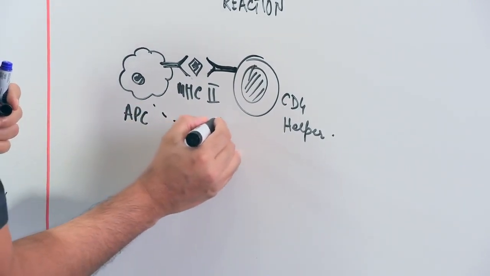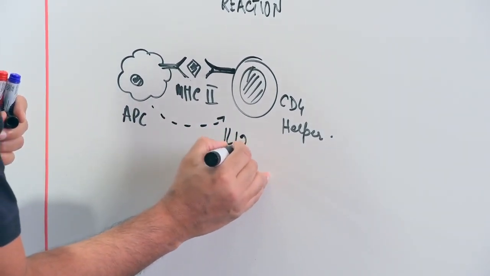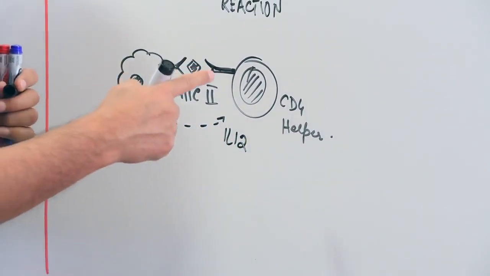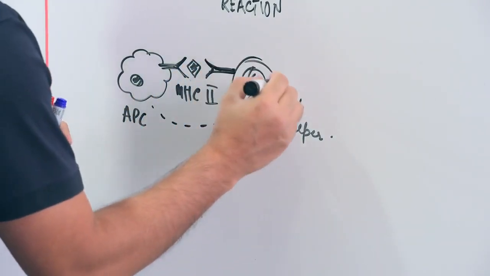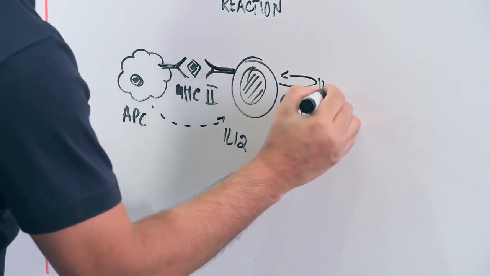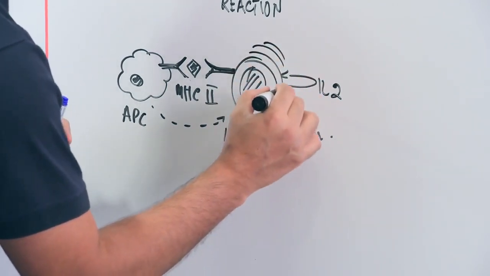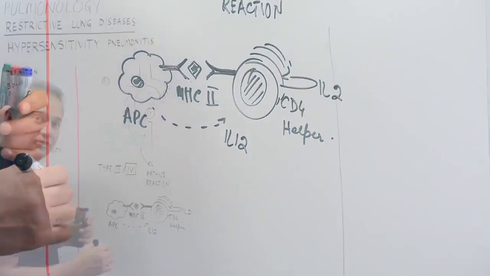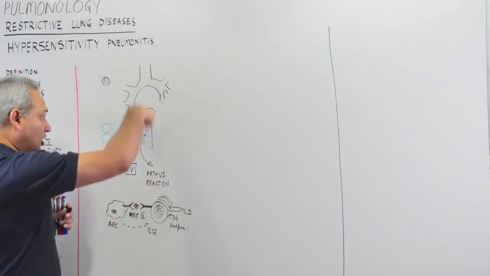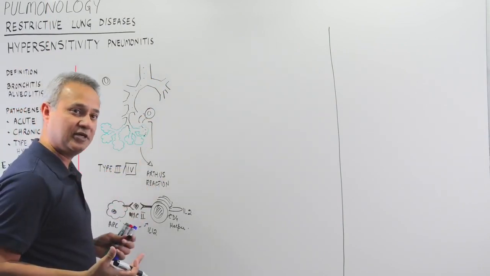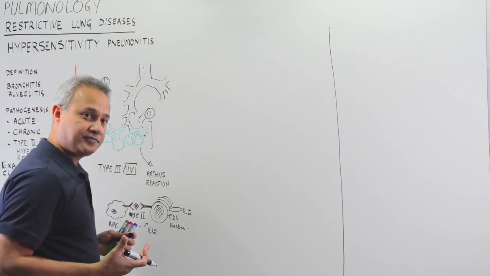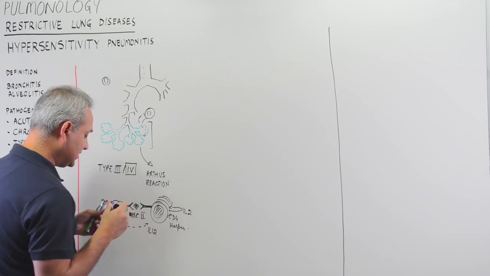Then the macrophage releases IL-12, which activates the T cell, and the T cell releases IL-2. That causes the T cell to proliferate. So there are going to be many T cells now. These T cells are going to run back to the area where the allergy is happening. Now what will these T cells do?